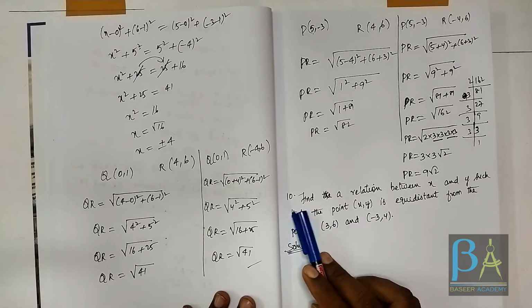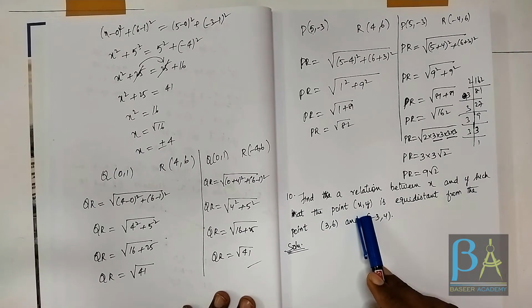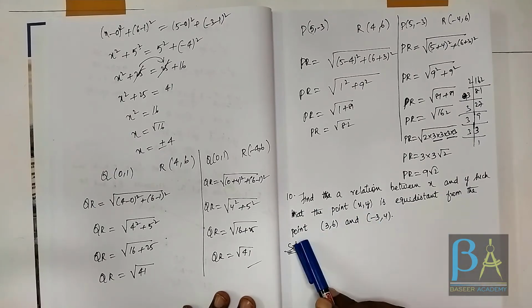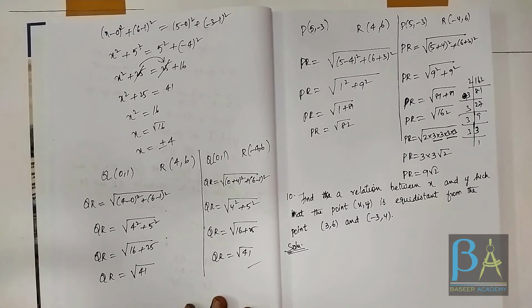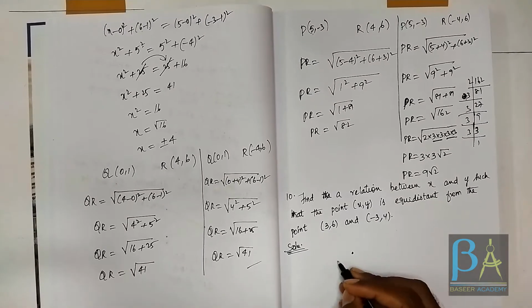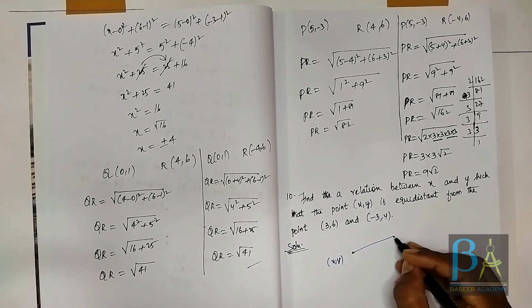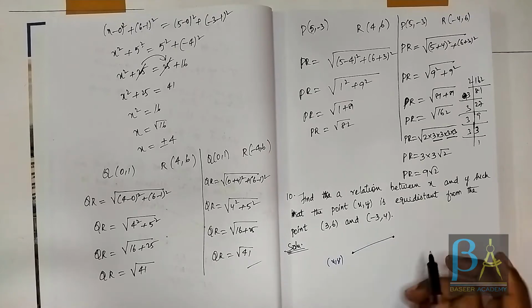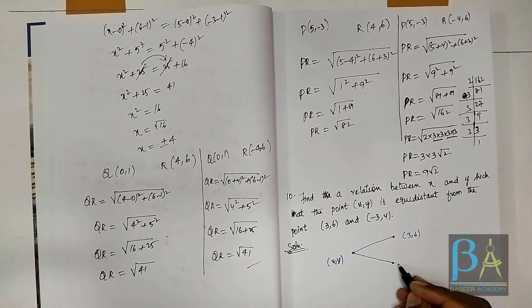Question number 10 says, find a relation between x and y such that the point (x, y) is equidistant from the point (3, 6) and (minus 3, 4). So we have a point here, (x, y), which is at an equal distance from these 2 points, (3, 6) and (minus 3, 4). Let us give this a name.